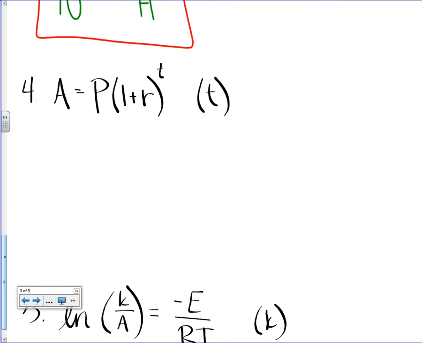All right, this one deals with money. Anybody in financial management might have seen this before. P stands for principal, T stands for time, R stands for rate, and then the A stands for the amount of money that you would have. So I want to solve for T. What do I need to get rid of first? What's that? The P, how are you going to get rid of it? Divide by it.